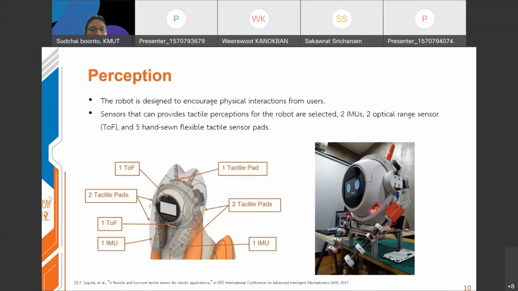The next part is perception. The robot is designed to encourage physical interaction between human and robot, so it is important that the robot is able to perceive interaction from the human user. As it is destined to be used in reception, we decided that the robot should have the ability to perceive actions like a hug, a pat on the head, and a squeeze on the lower ear.